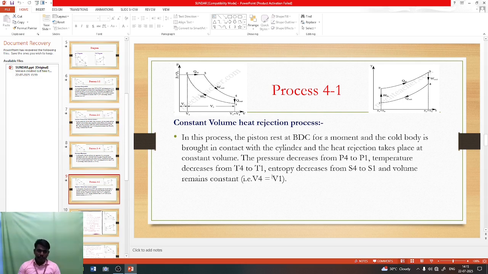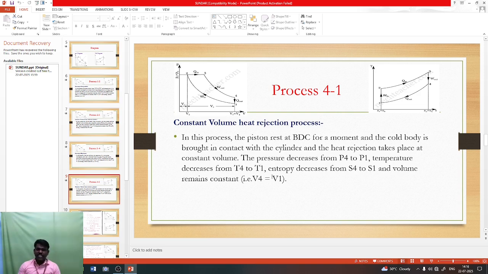We can see our PV diagram. The pressure decreases from P4 to P1. Temperature also decreases from T4 to T1. Entropy decreases from S4 to S1 and volume remains constant. V1 is equal to V4, or V4 is equal to V1. So these are the processes in our diesel cycle.